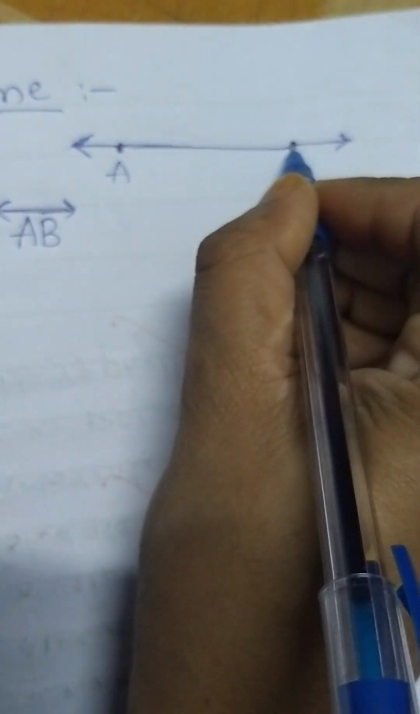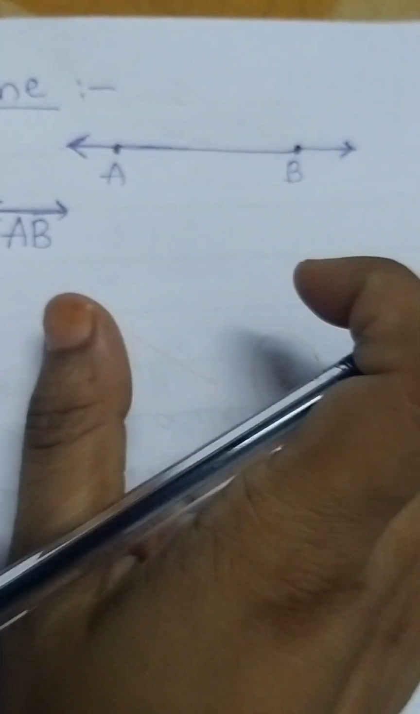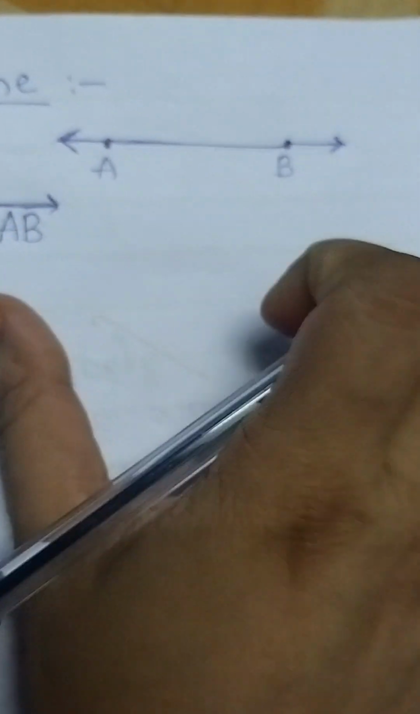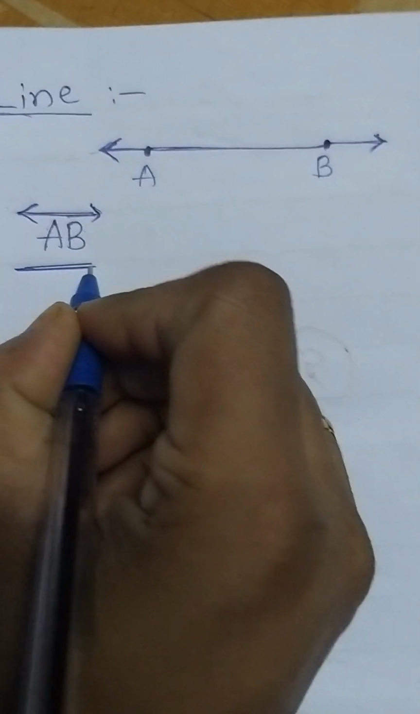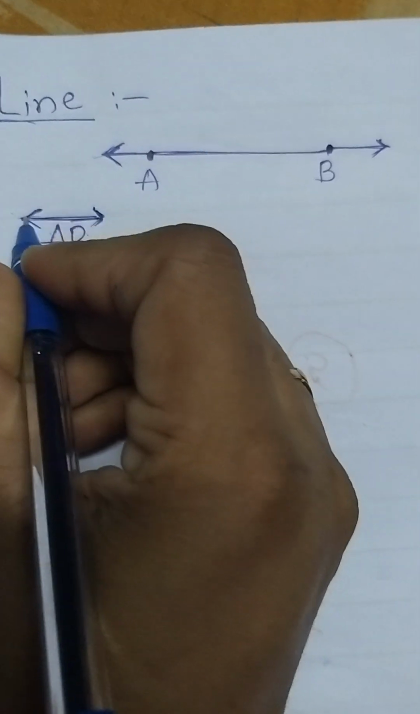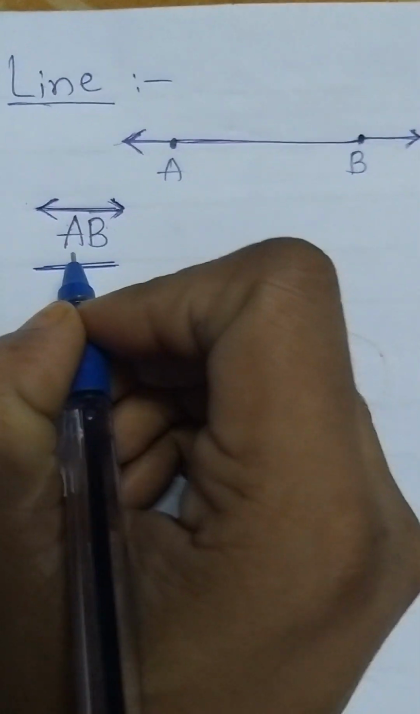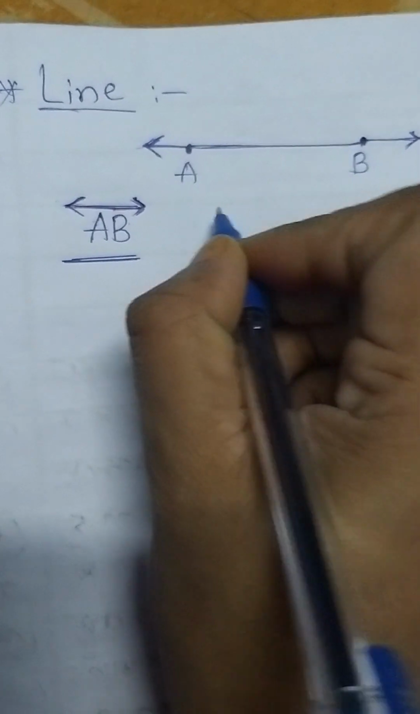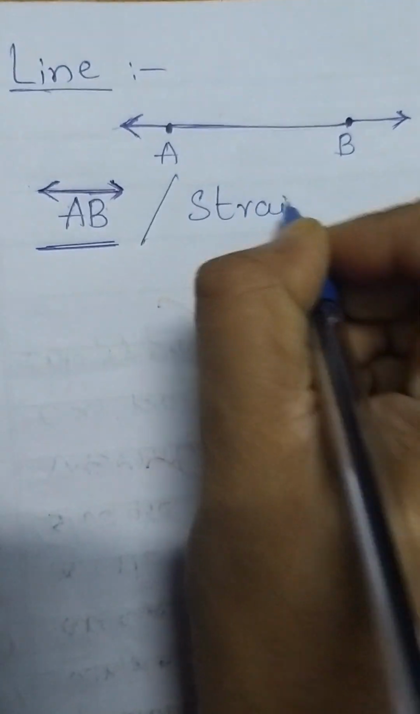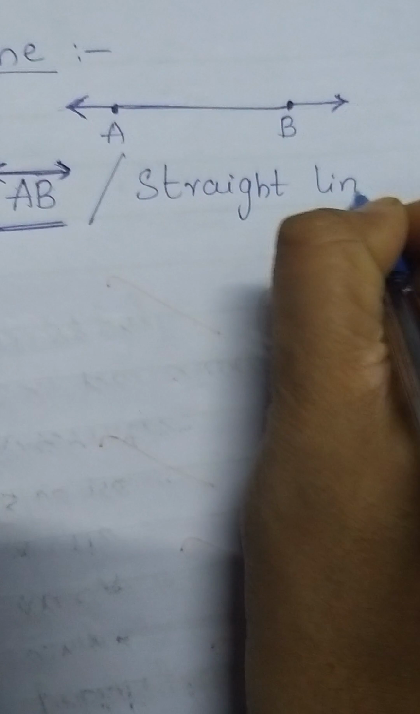The line segment can be extended in both directions, then that line is called a line. Okay, children, a line segment cannot be extended, but in a line it can be extended in both directions. This is represented by AB, and a line is like this, we have to show. Then AB is a line. It is also called a straight line. AB is a straight line.